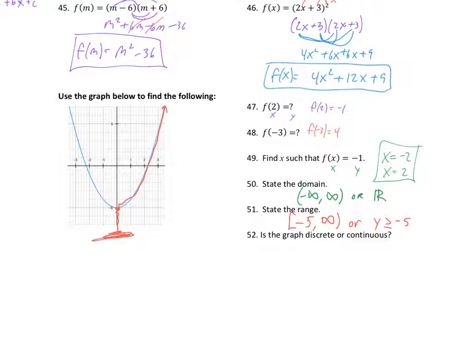Last question here is the graph discrete or continuous? So discrete graphs are made of points, or we have discrete points. So generally where the data would not be connected by lines. And continuous graphs are connected. So each point is connected to other points. So since we don't see individual points here, we see a continuous line.